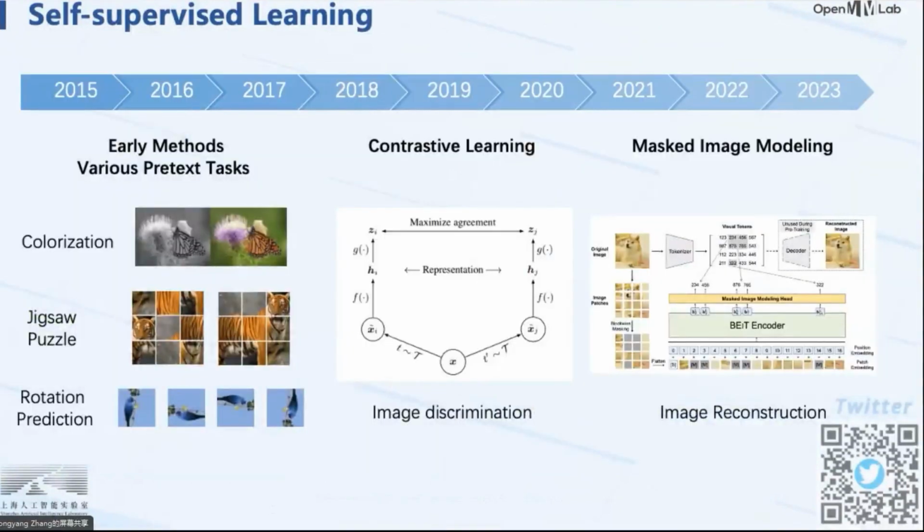Actually, self-supervised learning has also developed rapidly in the past few years, from 2015 to this year. We have introduced some milestone works, from handcrafted pretext tasks like colorization, jigsaw puzzle, and rotation prediction, and also contrastive learning-based ideas. And recently, more masked image modeling ideas, like MAE and BEiT.